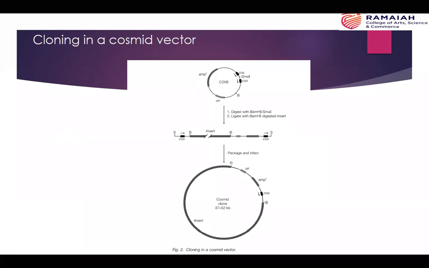So let's look at the schematic diagram of how these cosmid clones are used. As I mentioned, the advanced cosmid clone example is C2XB. The properties present here are the origin of replication, the selection marker, and BamHI site, and as I mentioned, the additional properties are that instead of one cos site, two cos sites are present here, and in between these two cos sites, there is a site for a blunt cutting restriction enzyme like SmaI.